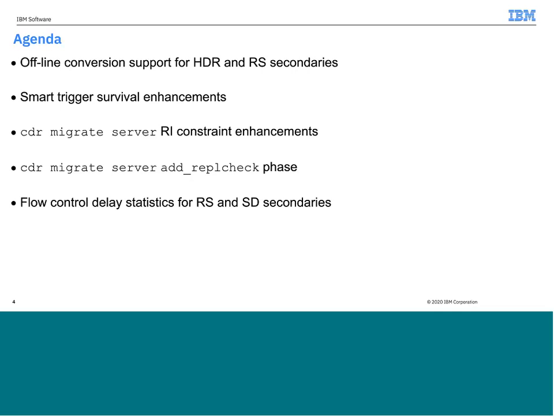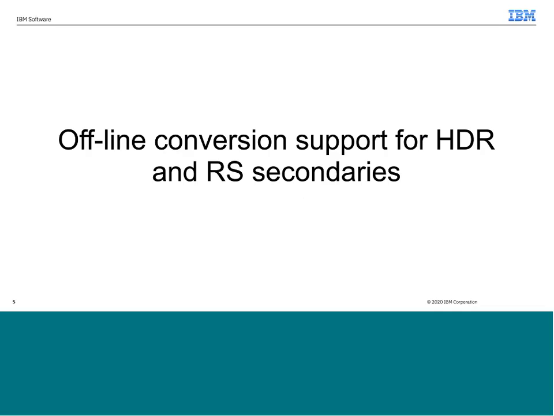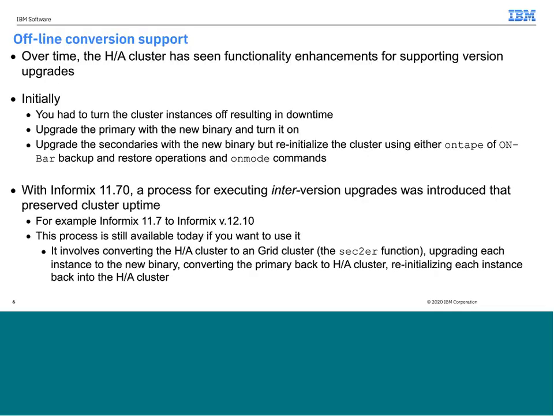Okay, so let's start with offline conversion for HDR and RS secondaries. Over time, the HA cluster has seen small incremental improvements in functionality till we got to the 11 time frame where there's this massive infusion of new technologies. We went from just having a single secondary to being able to have multiple different secondaries of different types. And with that, we've also been slowly migrating and enhancing how you can migrate between different Informix versions within the HA cluster.